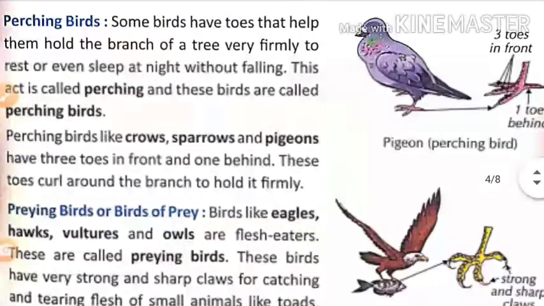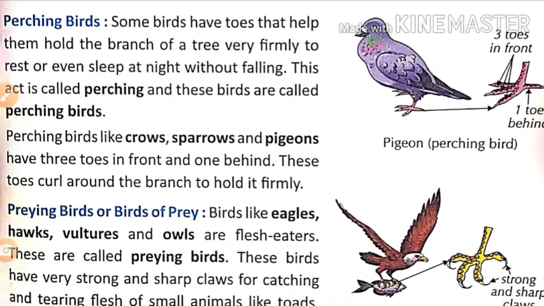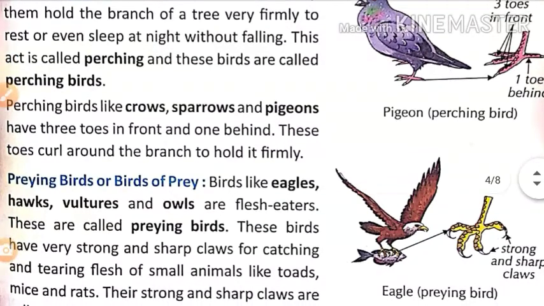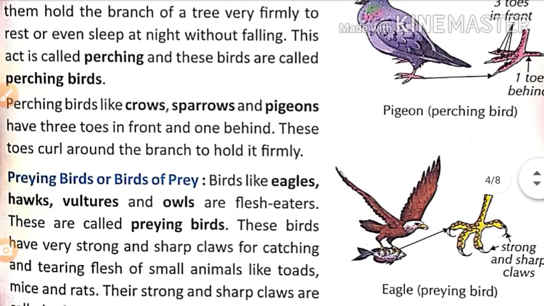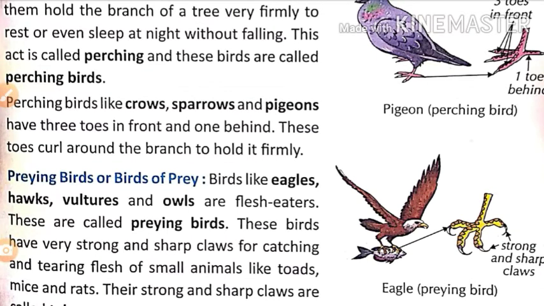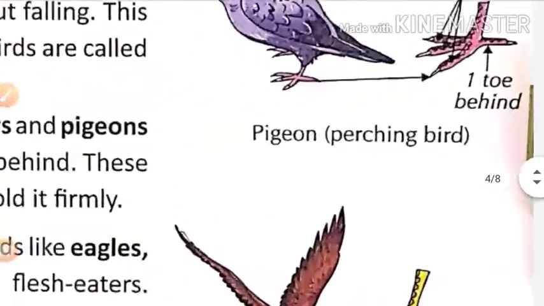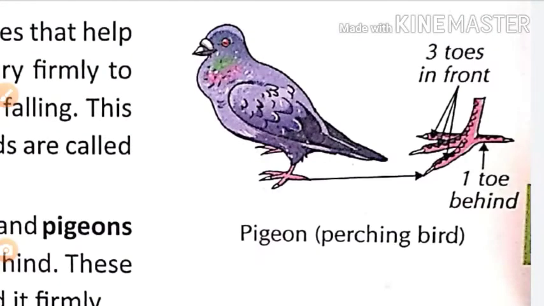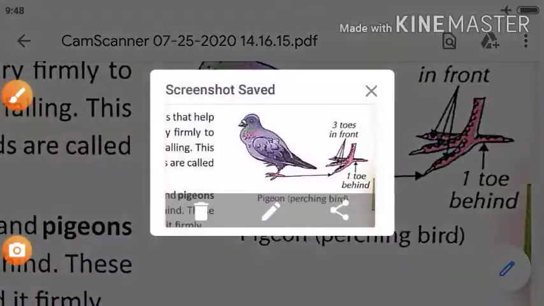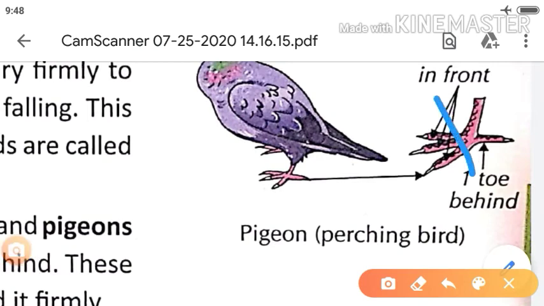Perching birds. Some birds have toes that help them hold the branch of a tree very firmly to rest or even sleep at night without falling. This act is called perching, and these birds are called perching birds. See, students, here, perching birds' claws: 1 toe is behind and 3 toes in front. In this way, they can hold any twig. If the twig is at the downside, then they can easily hold it like this.